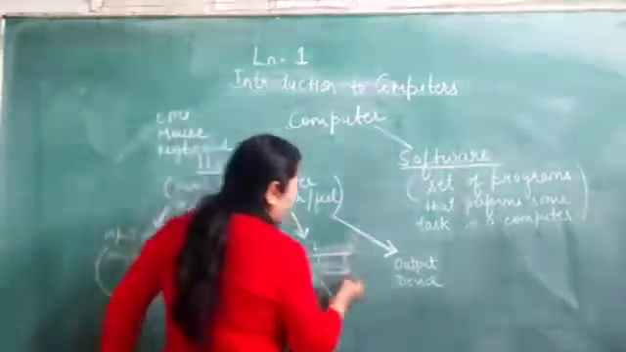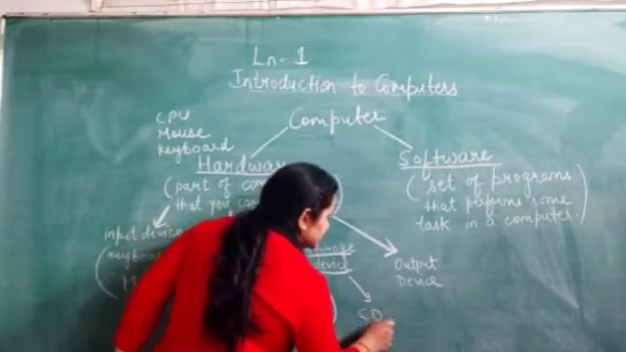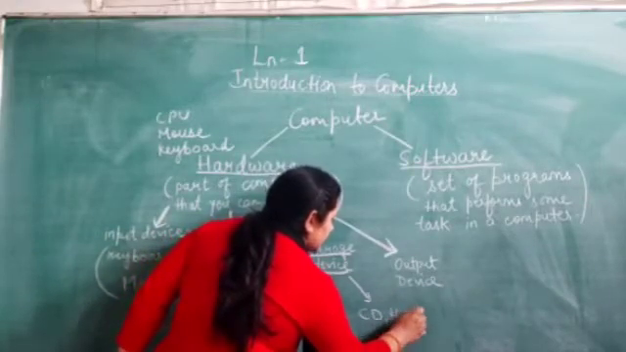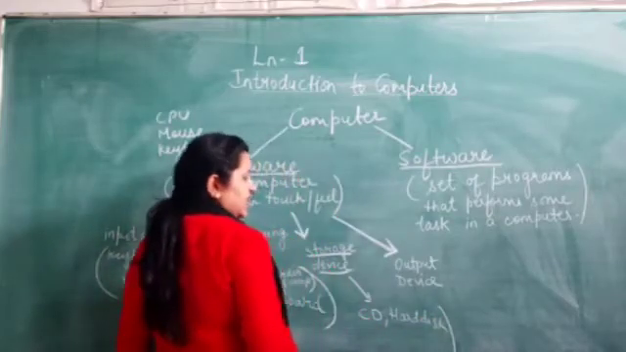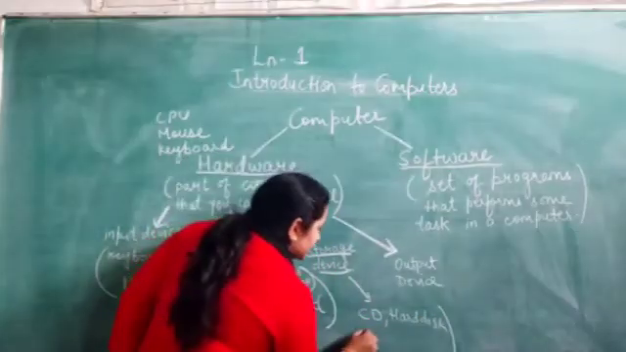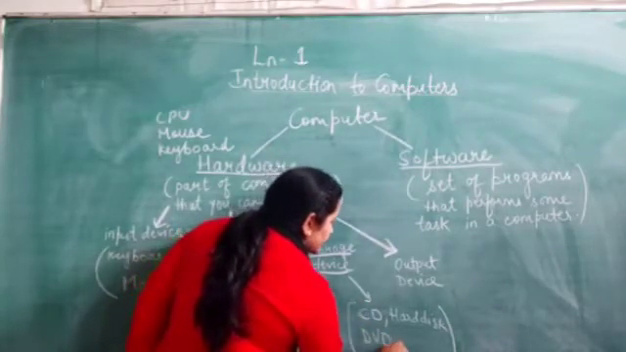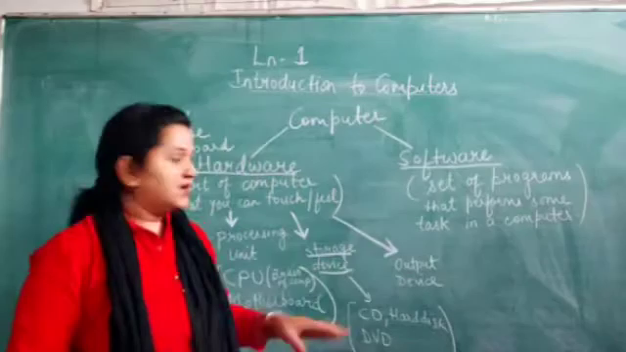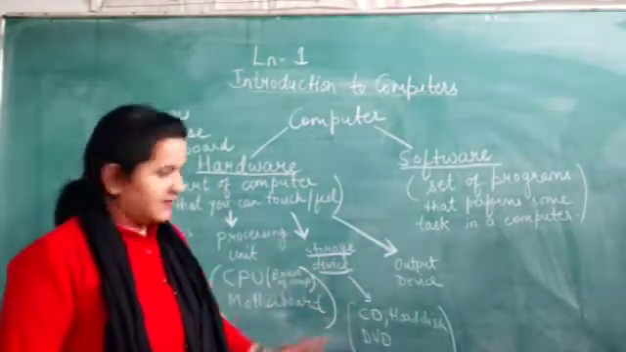So what are those storage devices? Like CD, hard disk and DVDs. These all are the storage devices in which the work or the processing has been done.